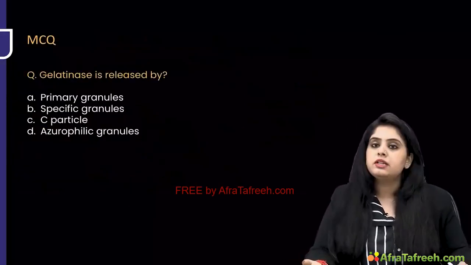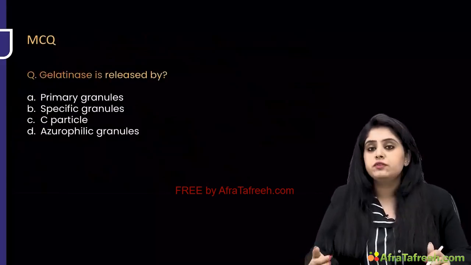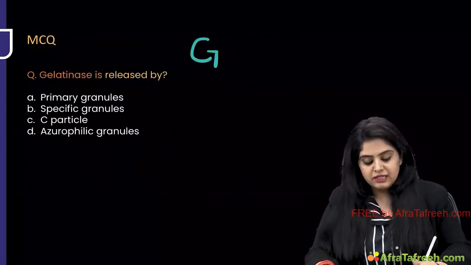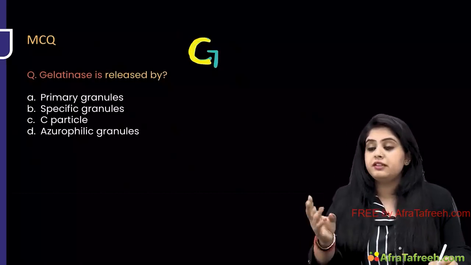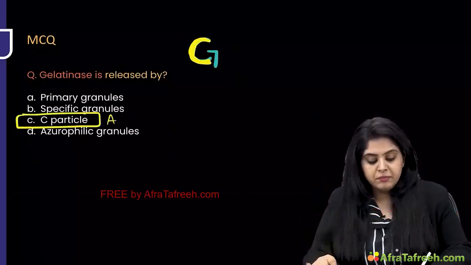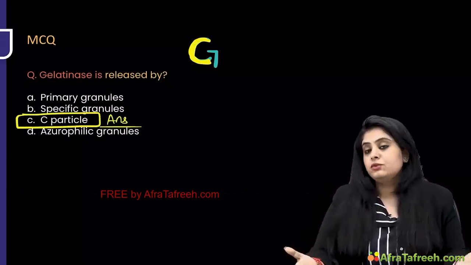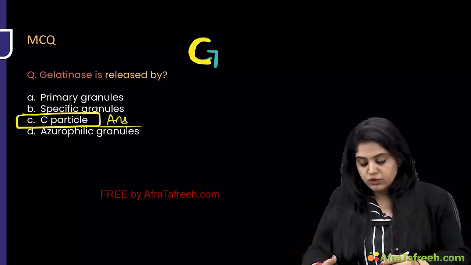But before that, can you attempt one question for me? If I ask you, gelatinase is released by which of the following granules? Make your answer first. Gelatinase was coming from that C, the C particles, ABC, the tertiary granules. What is your answer? How simple has life become? If you do that table well, you are very, very sorted. Okay, now let's move on to the newly synthesized mediators.